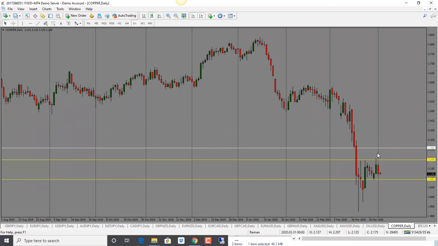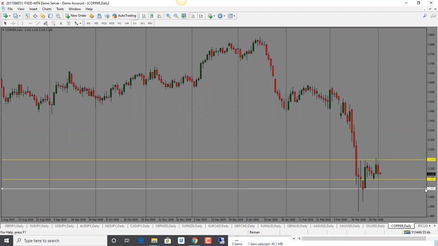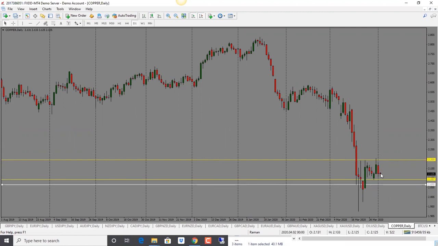Copper here, price is back into this range. We see that price wasn't able to go through the resistance, and now we did see a nice bearish candle close. So I am looking for price to drop into 2.09, and then should it go through that level, we're looking at 2.07. So bias is bearish for copper.